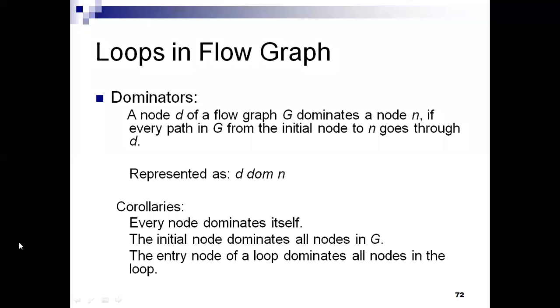To show an example of a flow graph, we need to represent the graph, right? The input is always in the form of three address code, like i equals 1, T1 equals, T2 equals, and so on. The code should be in three address code. By considering the three address code, we construct the flow graphs, right?